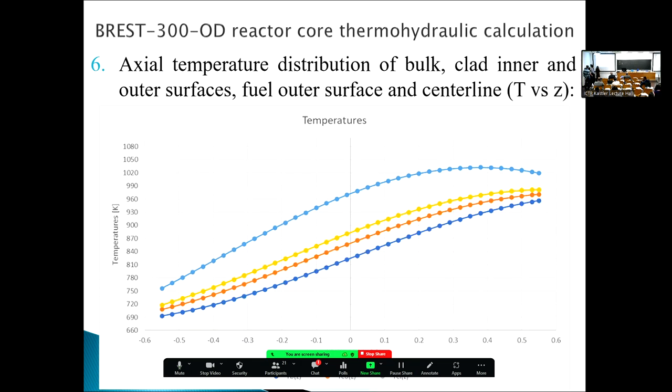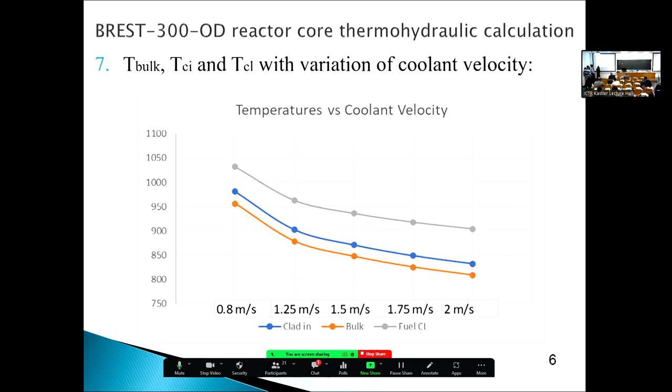Okay, next, we presented all these on the same slide. Unfortunately, the legend cannot be seen. But the lowest one is the bulk temperature, the blue one, and then higher than that, the clad outside, then the clad inside. And ultimately, we get the maximum centerline temperature, the light blue one, the upper one.